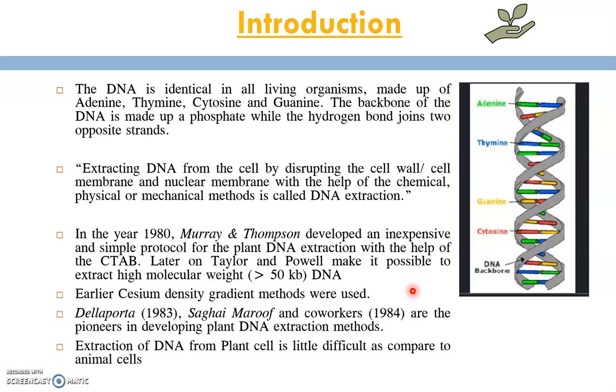Extraction of DNA from plant cells is a little difficult as compared to animal cells, as plant cells are composed of a cell wall, and it is a little bit tough to break these cellulosic cell walls. Also, plants contain chloroplasts, the photosynthetic organelle of plant cells, and besides synthesizing primary metabolites, this organelle synthesizes secondary metabolites like polyphenols and tannins, which mainly cause hindrance in extraction of DNA from plant cells. So it is more difficult to extract DNA from plant cells compared to animal cells.